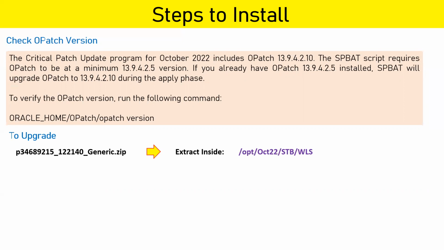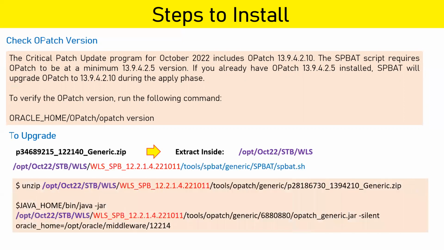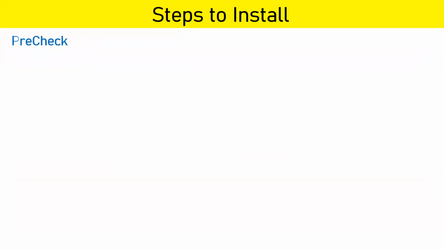Okay, so as I said, if you extract this one, it will create some folder inside that one, and inside that is the path of the script which we are going to use for applying the patches, and the same will be used for the upgrade of your OPatch as well. Okay, so for upgrading the OPatch, you can run this command: java -jar and the complete path of your opatch generic.jar file, then -silent, and then give the path of your Oracle home. So this will update your OPatch utility.